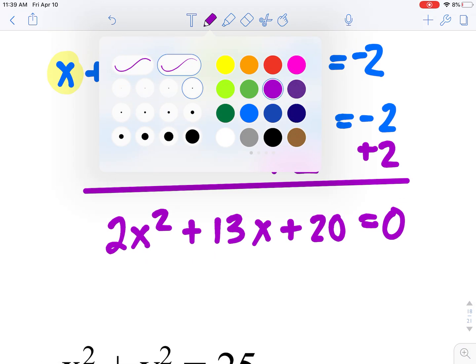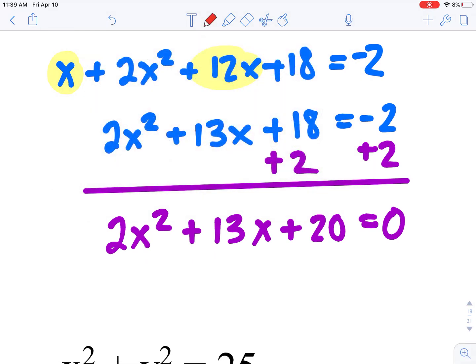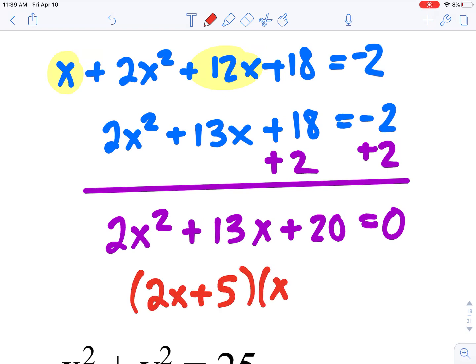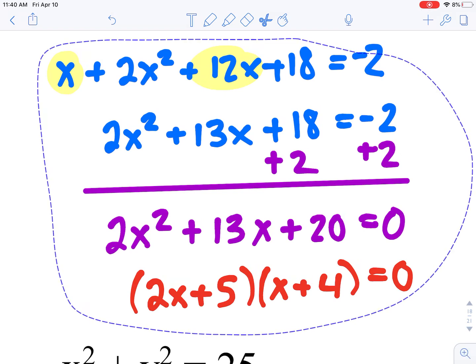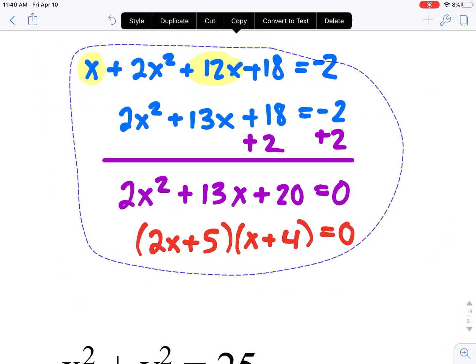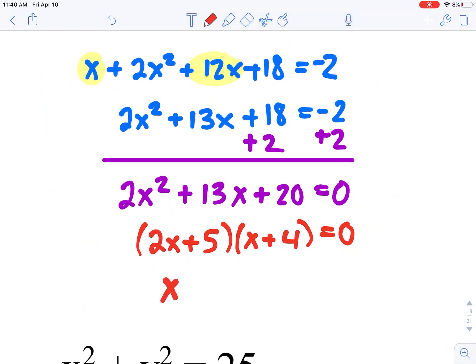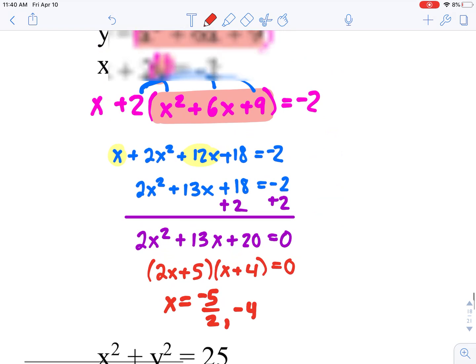Why don't you pause this video and factor however you like to factor. Welcome back. The factored form is 2x plus 5 and x plus 4. If we take this factored form and we solve for our x, our two solutions are x equals -5/2 and -4.